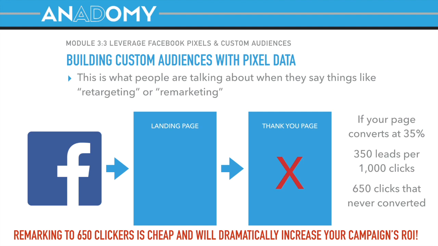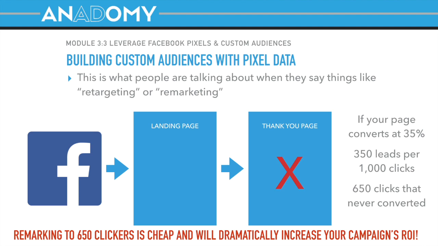This is such a powerful tool because remarketing to this small group of 650 people is going to be very inexpensive. Facebook measures how much you're paying for your advertising in something called CPM, or cost per 1,000 impressions. Now, the cost per 1,000 impressions for every audience is going to vary, but in my experience, it's somewhere between $15 and $30. Now, assuming our cost per 1,000 impressions is around $20, that means that we can retarget to this entire audience of 650 clickers for less than 20 bucks.